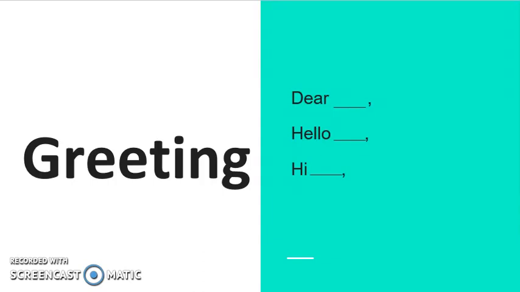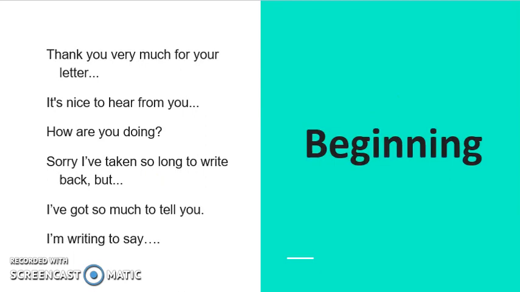In the greeting, you can start your letter with dear or hello or hi. Here's a line because you have to write the name of the person. Dear Susan or hello Max or hi Julia. Okay? Remember that it must be followed by a comma. How to start your letter? You can start the beginning sentence with these sentences. They are already fixed, but they work.